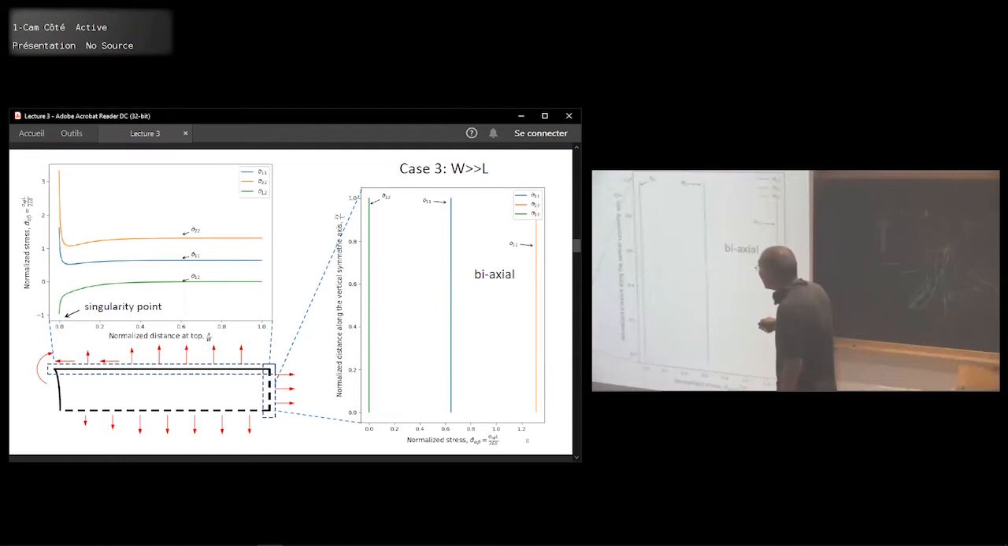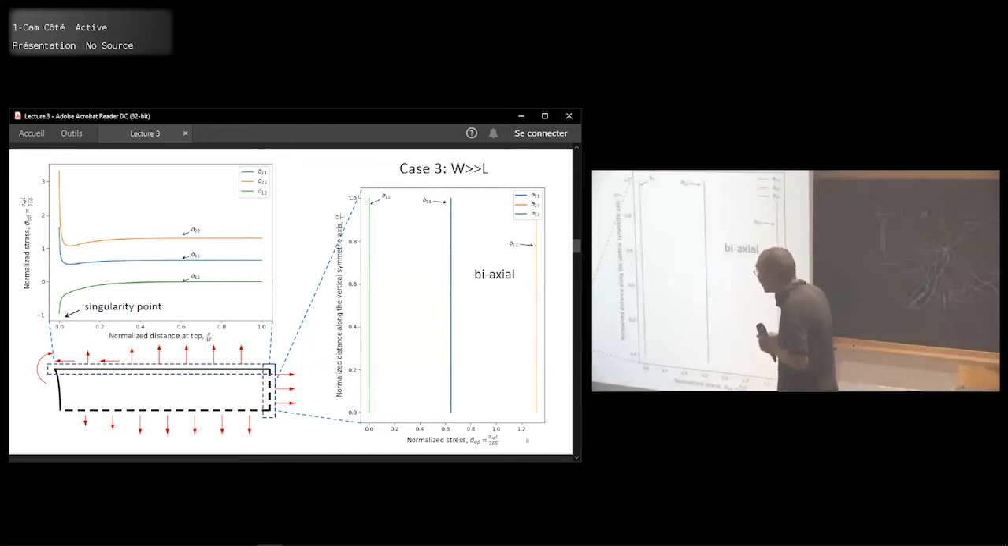Now, this verified the analysis. In here, I am going in this direction, moving towards the edge. You can see that all the stresses are practically uniform. Sigma 1,2 is exactly 0 until you get to the edge. And remember, this is normalized by W. So when you're close enough to the edge, then you get this effect.